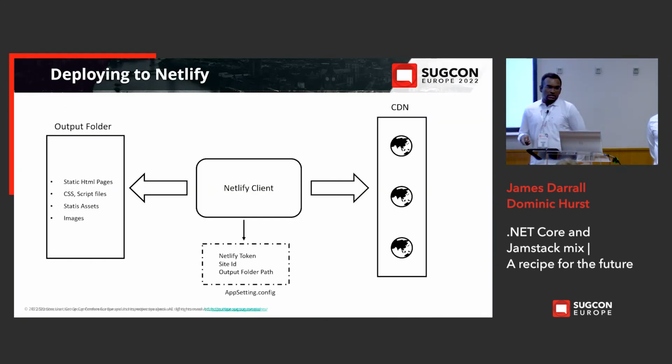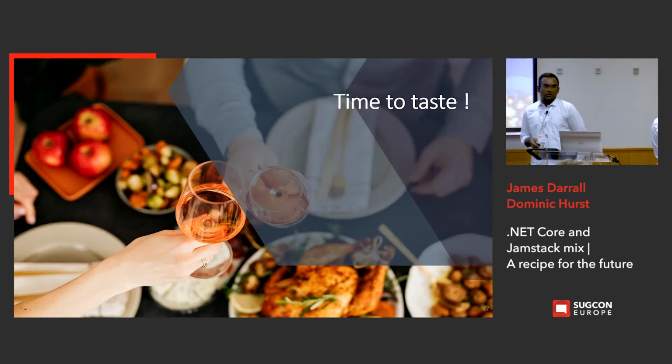As I have told, the output folder will have all the static documents created along with their different static assets, images, etc. We are using a Netlify client that can be configured in the app-settings.config file of the rendering host project, which contains a Netlify token and the site ID. The Netlify client uses this, takes the files that are in the output folder, and deploys them to the CDN. So far we have seen how we convert the Sitecore site into static HTML documents, and also how we deploy them to the Netlify CDN.